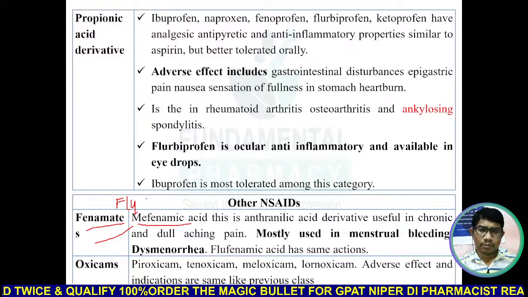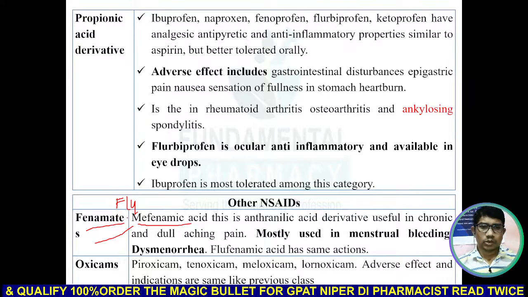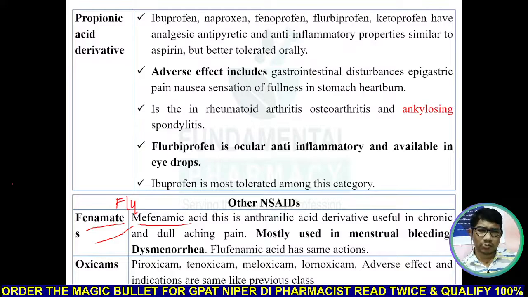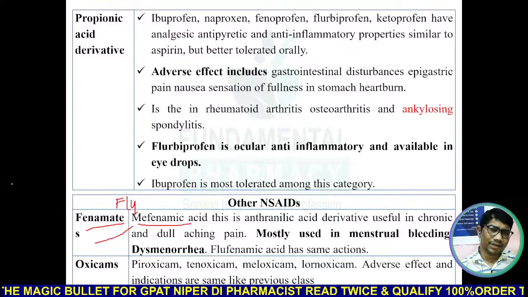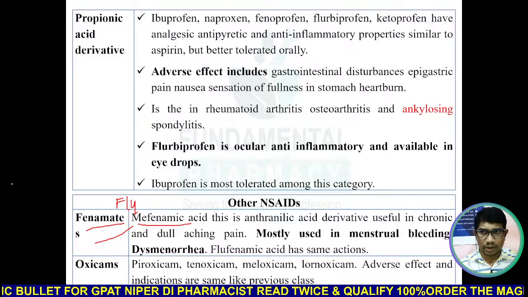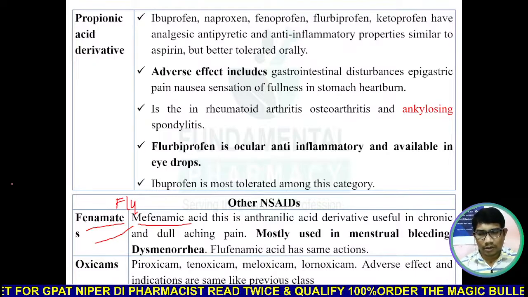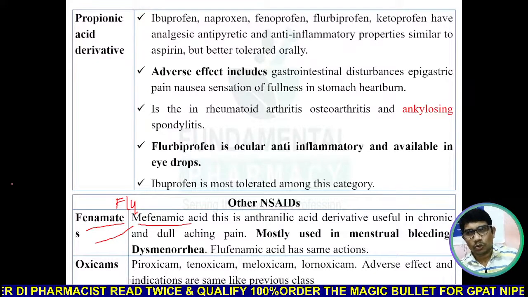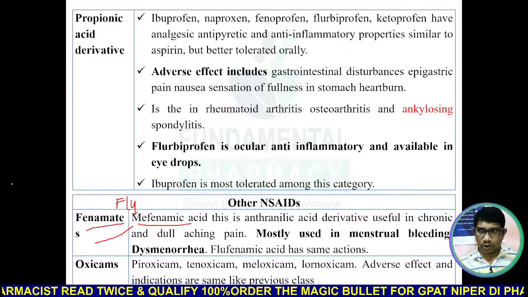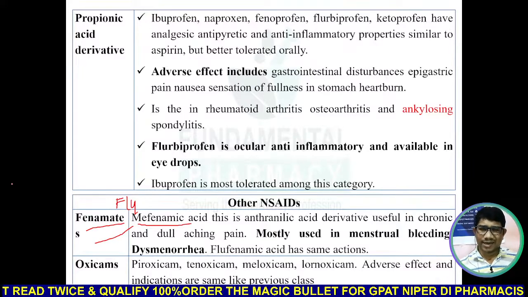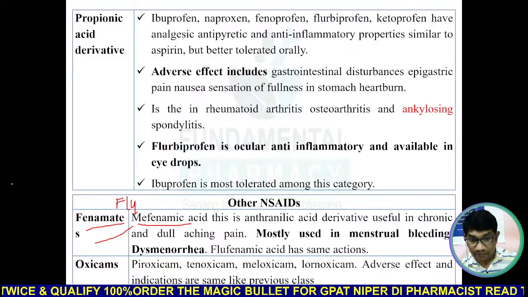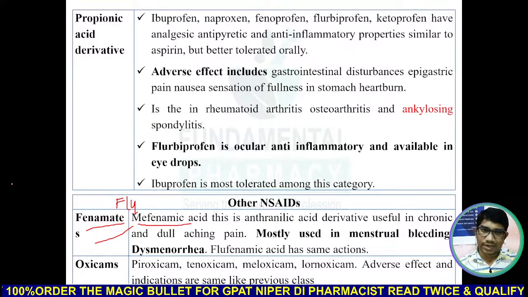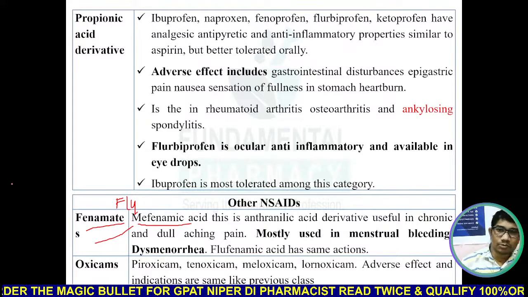Mefenamic acid and flufenamic acid inhibit the prostaglandins. All NSAIDs inhibit prostaglandins; formation of prostaglandins is prevented by these drugs. Now if there are higher prostaglandins in females, what happens in the uterus? Contraction happens. So an increased level of prostaglandins will increase uterine contraction in the female, which causes the bleeding known as dysmenorrhea, right?